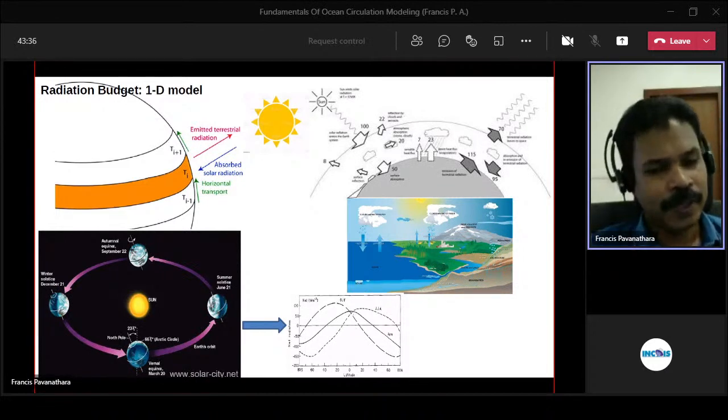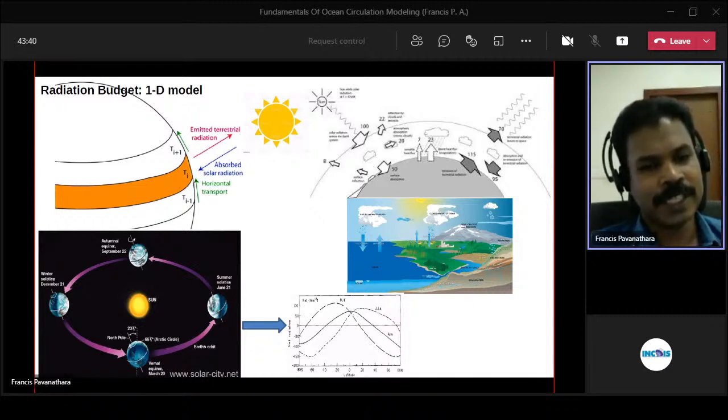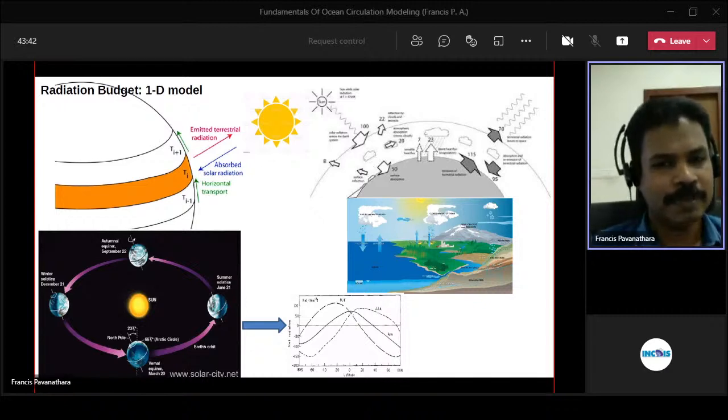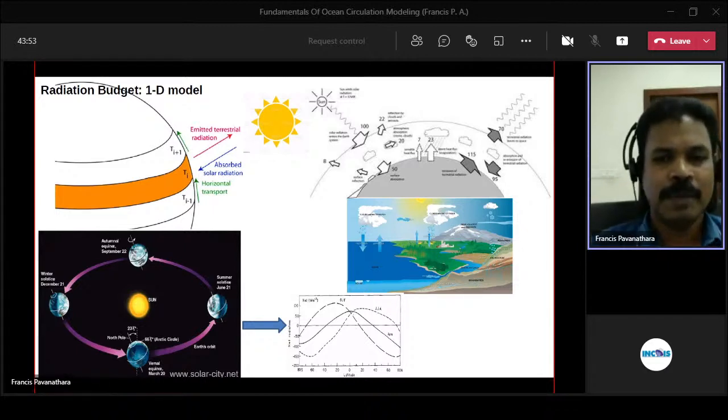But we know that it's not that simple. If this was the case, we should have maximum heating at the equator, and the temperature should decrease from the equator poleward, on either side of the equator. But we know that it's not that simple.